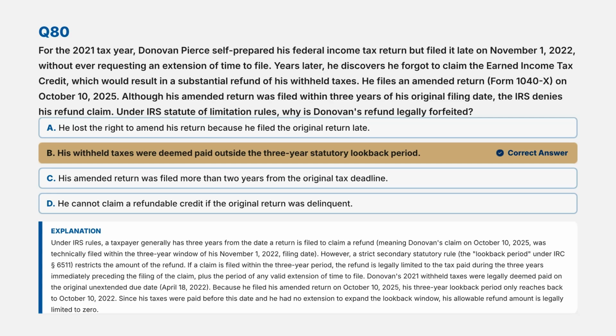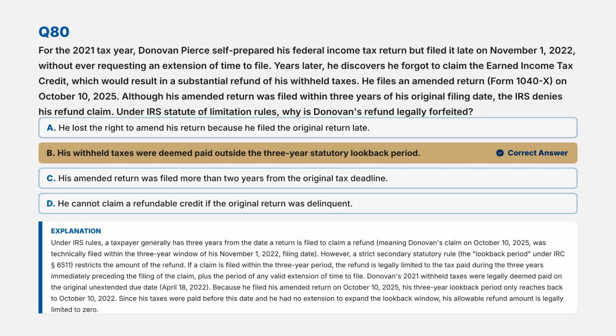Because he filed his amended return on October 10th, 2025, his 3-year lookback period only reaches back to October 10th, 2022. Since his taxes were paid before this date and he had no extension to expand the lookback window, his allowable refund amount is legally limited to zero.